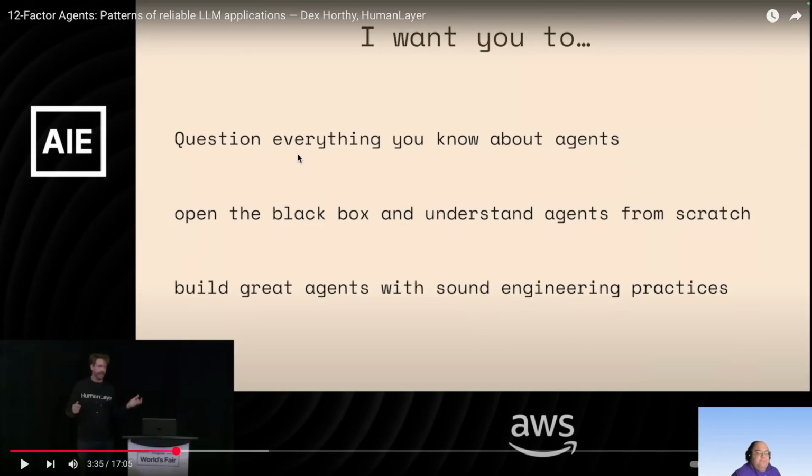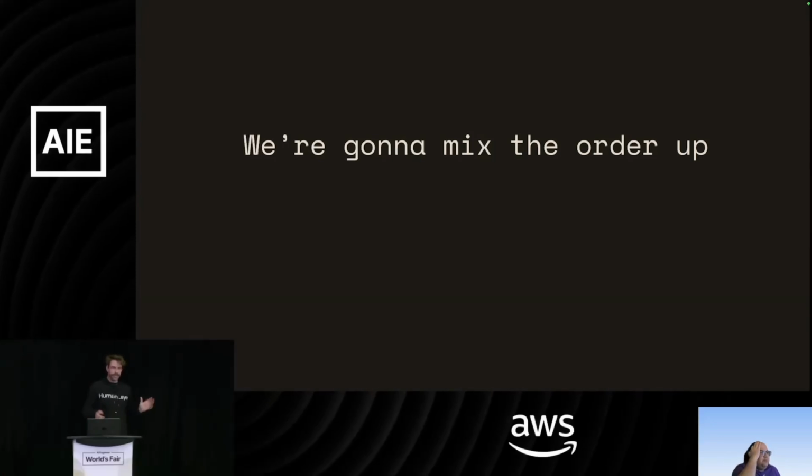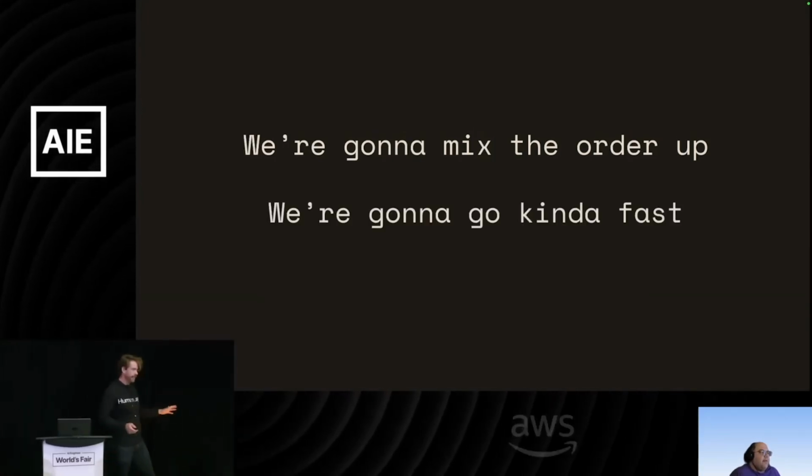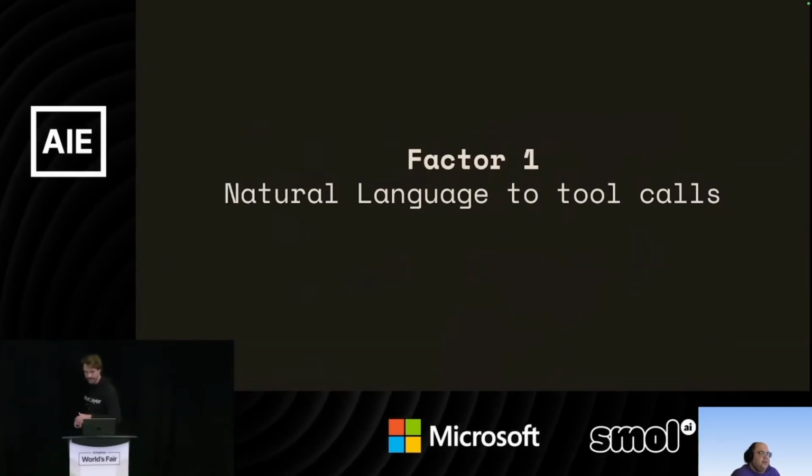I do want to rewrite my web app into a command line interface. So we're going to mix the order up a little bit. If you want all 12 factors in order, that's a 30-minute talk. So we're going to bundle some stuff together. There will be a QR code at the end. You can go dig through it at your leisure.